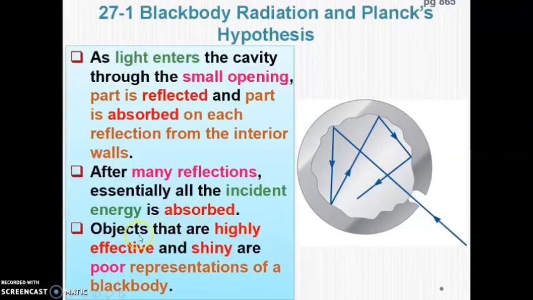Objects that are highly reflective and shiny are poor representations of a black body. If the material here is shiny or highly reflective, for example a mirror, then when you put a mirror inside, this is a poor representation of a black body.